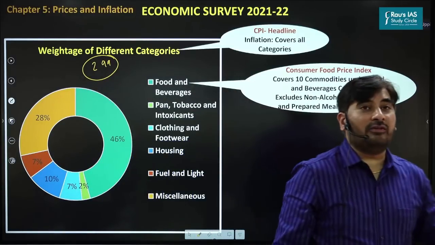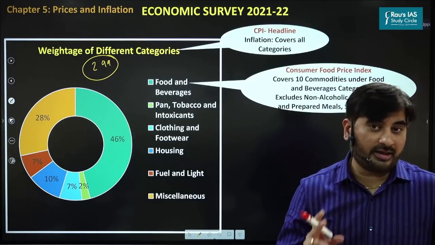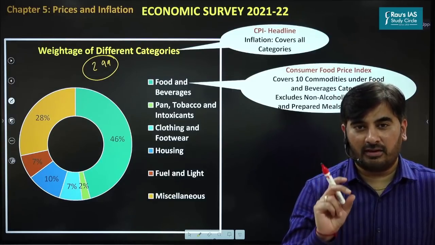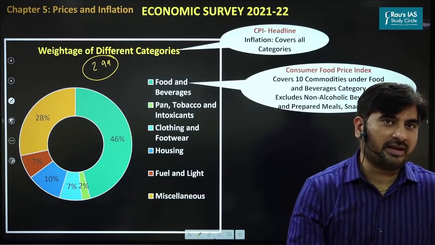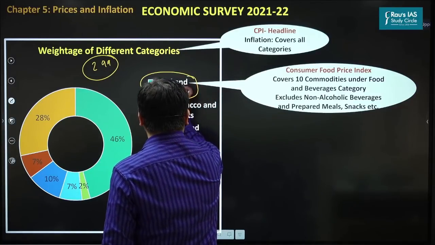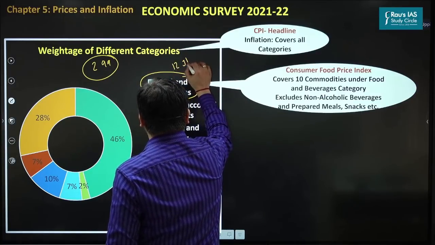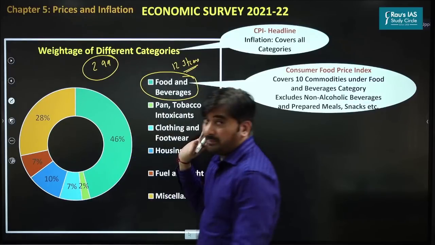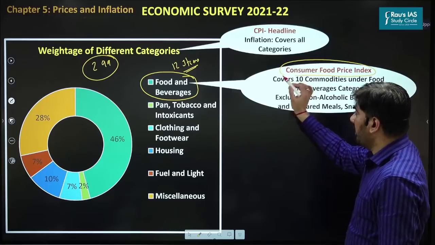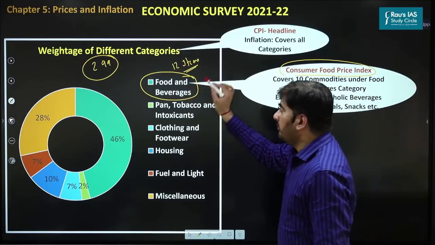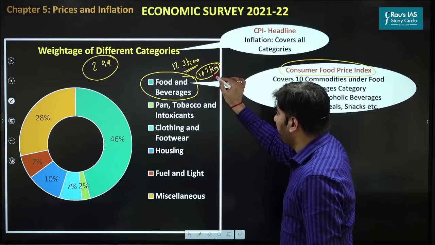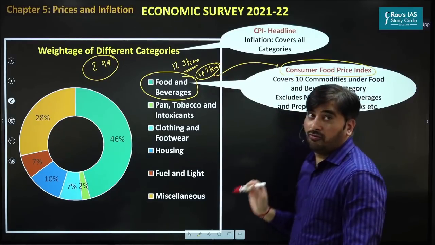CPI, Consumer Food Price Index. Very important from the perspective of prelims. CPI, Consumer Food Price Index. So what is this Consumer Food Price Index? Now, can you see this food and beverages category? In this category, we have 12 items. We measure inflation in 12 items. But when we are measuring the Consumer Food Price Index, out of these 12 items, we measure inflation in only 10 items. That inflation in 10 items, we call it the Consumer Food Price Index.